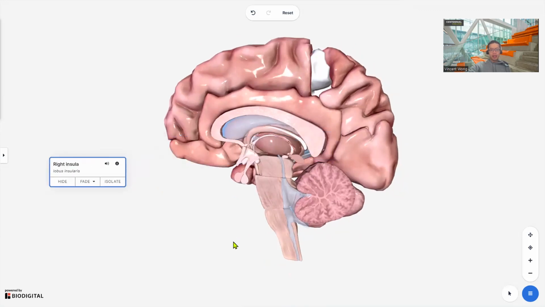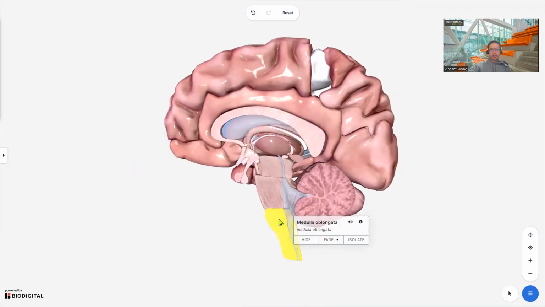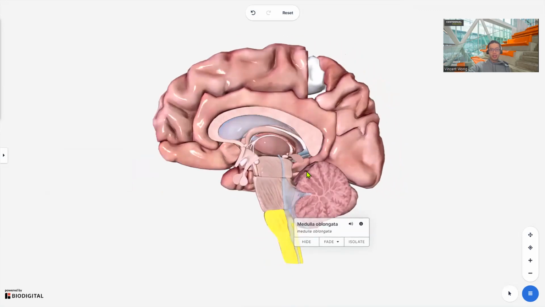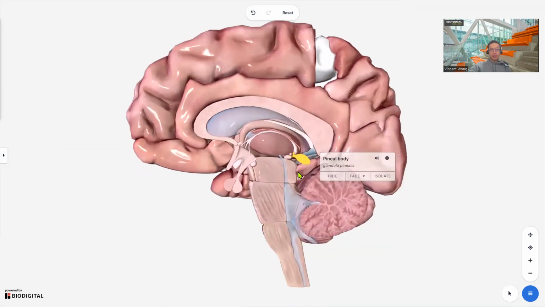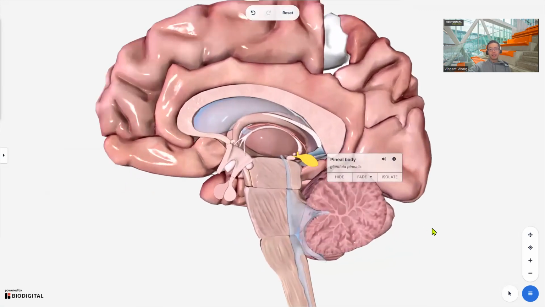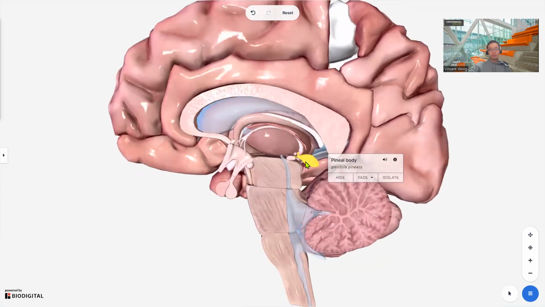Anything else that we have here? Like the medulla oblongata is right here, of course. And there is the pineal gland. It's sometimes called the pineal body.